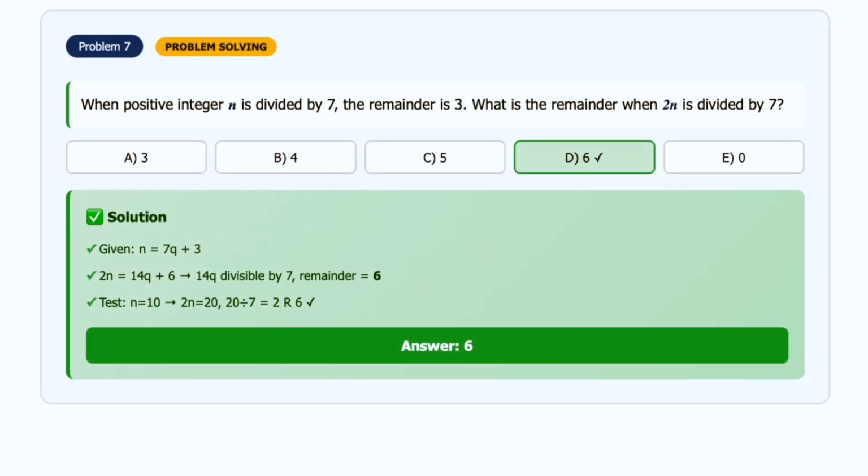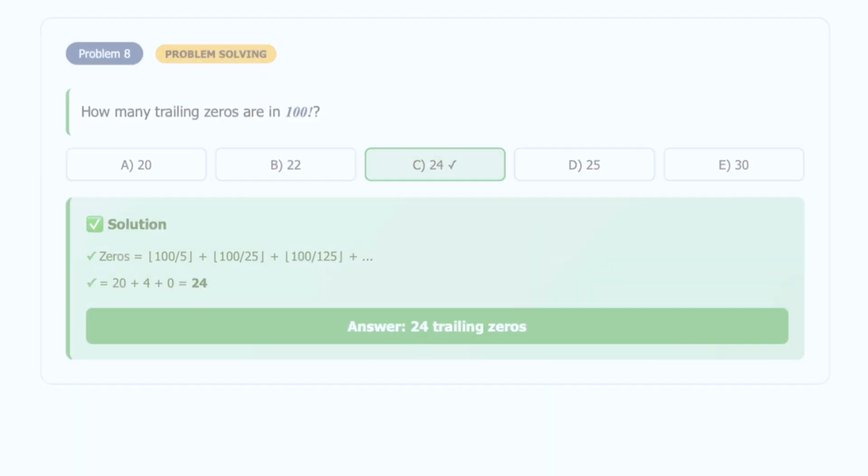When positive integer n is divided by 7, the remainder is 3. What is the remainder when 2n is divided by 7? Given n equals 7q plus 3, so 2n equals 14q plus 6. Since 14q is divisible by 7, the remainder is 6. Alternatively, test with n equals 10, 2n equals 20, and 20 divided by 7 leaves remainder 6. The answer is D. Problem 8.